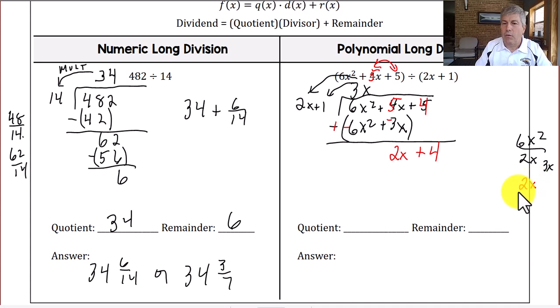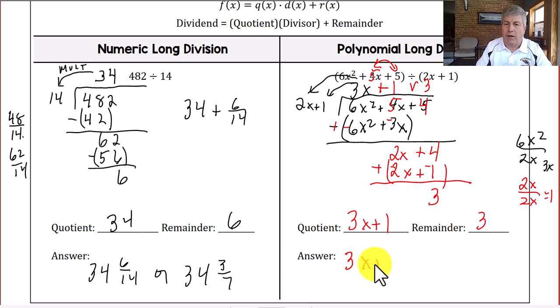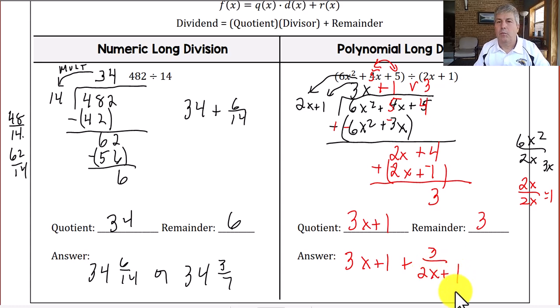We're going to say, what's 2x divided by 2x? Well, that's equal to 1, so that becomes part of our quotient. 1 times 2x is 2x. 1 times 1 is 1. And then we subtract all that again. We get a remainder of 3. So our quotient is 3x plus 1, our remainder is 3, and our answer is 3x plus 1 plus 3 divided by 2x plus 1.